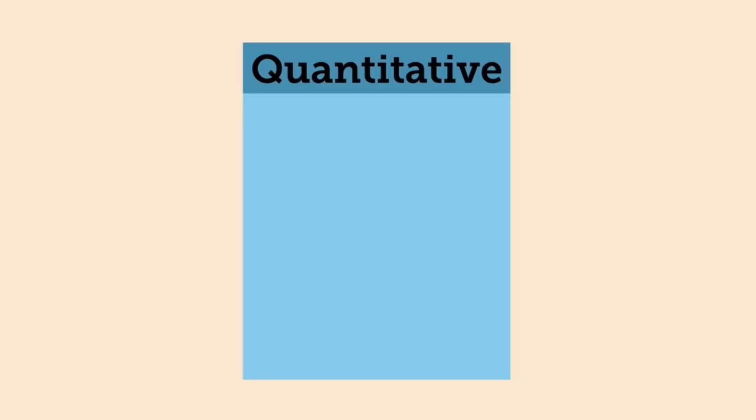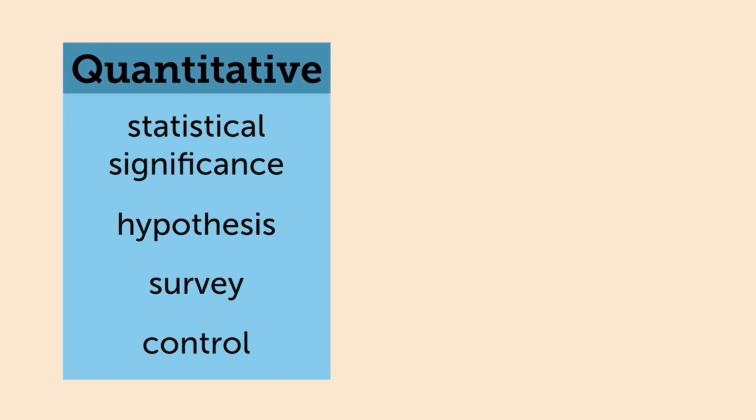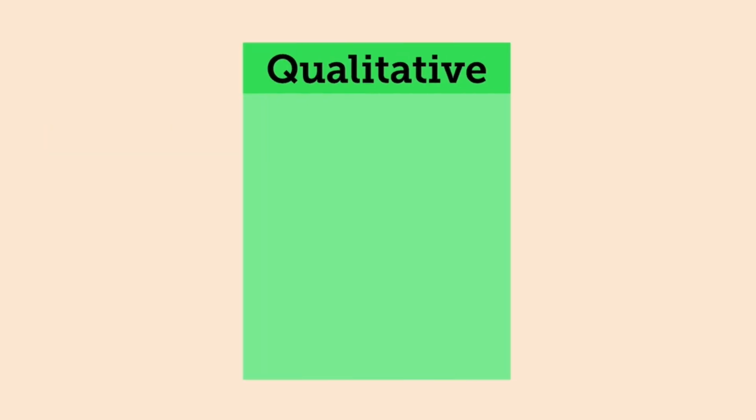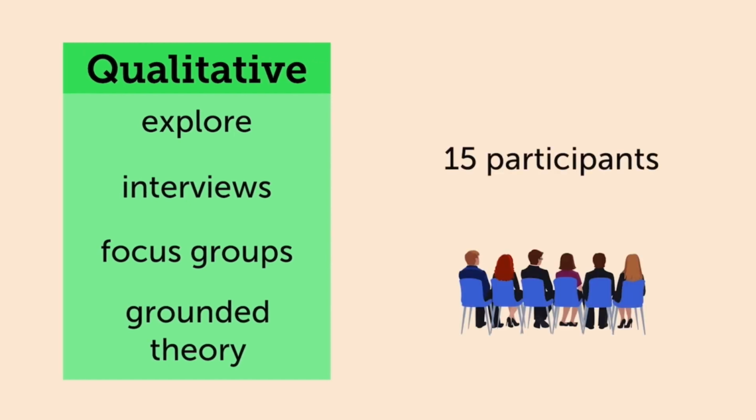Here are some tips to identify each type of study. When a study used quantitative methods, you will see some of the following keywords: statistical significance, hypothesis, survey, or control. When an article mentions a large number of participants, typically quantitative methods are used. Keywords such as explore, interviews, focus groups, or grounded theory can be clues that the study used qualitative methods. Smaller numbers of participants may also be a clue that qualitative methods were used.